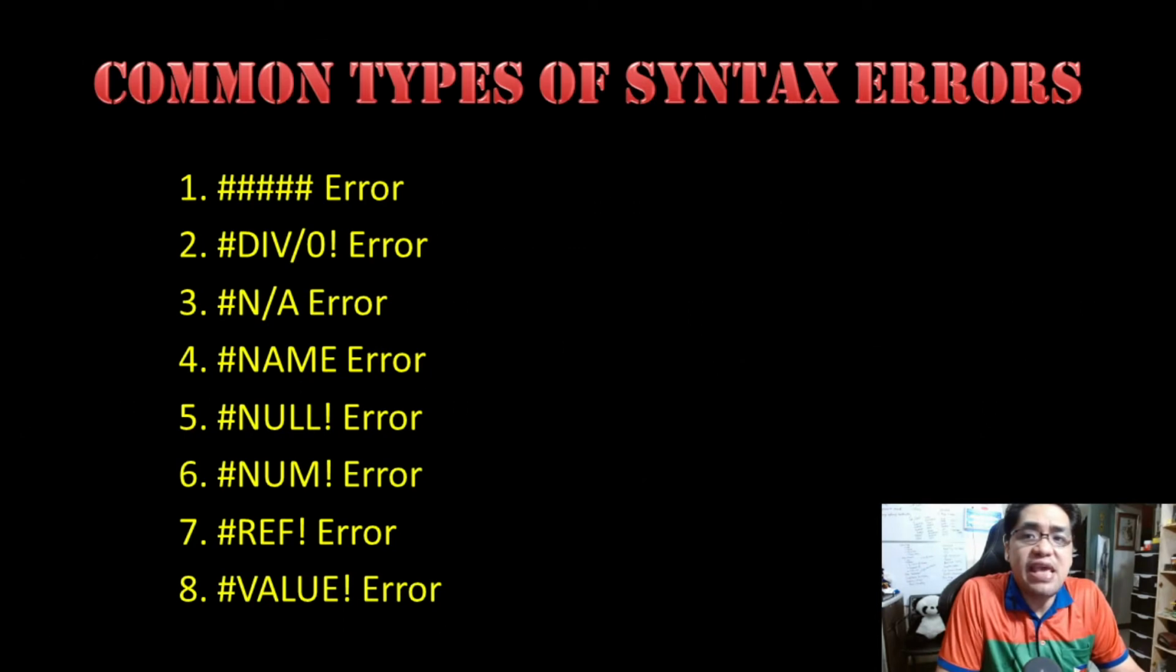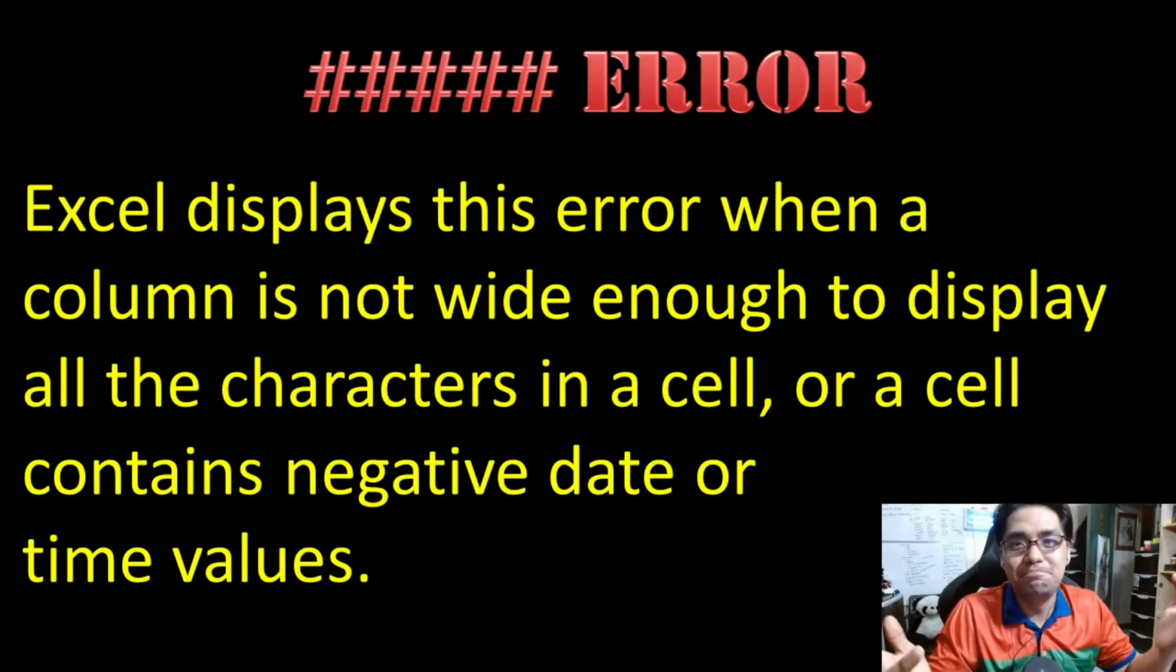This is a list of the 8 most common types of syntax errors that happen in Microsoft Excel. And yes, we're going to define each and every one of them, and I'm going to demonstrate how they happen. And if you know how they happen, you can prevent it from happening to you. First, you have the number error. Personally, I just call this the hash error.